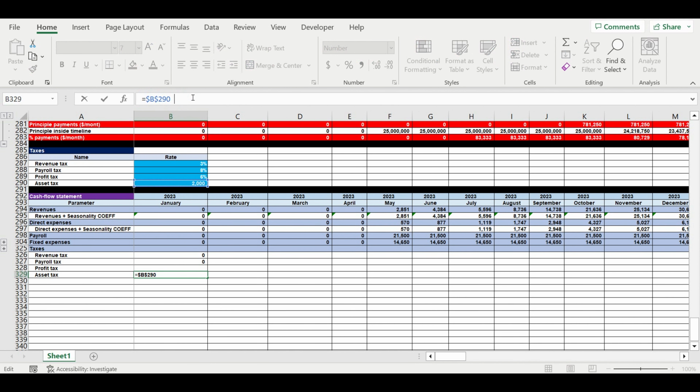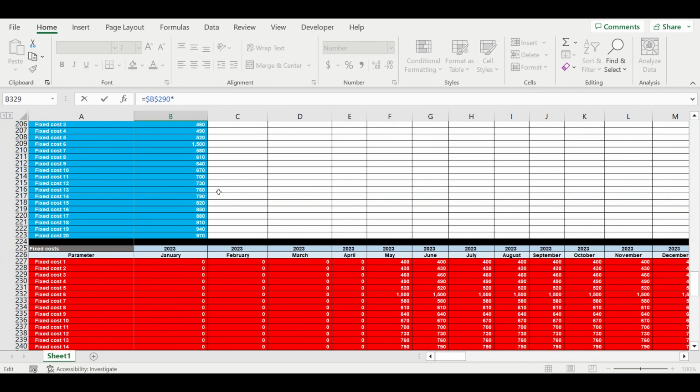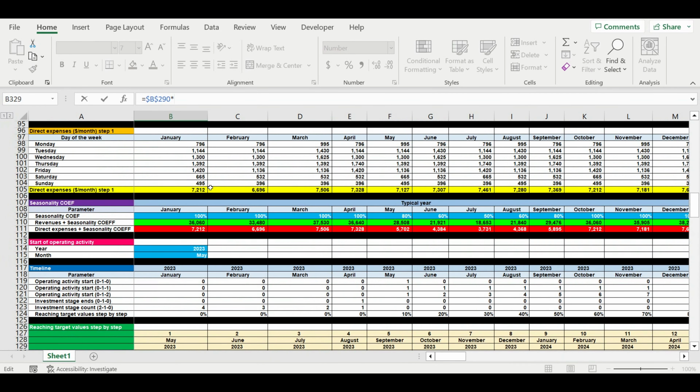and start paying this tax during operating activities. So we are moving to the top where we have the timeline of our project. So here is the project timeline. When we start operating activity, we start paying this tax. 0 means that we don't have operating activity at this moment, 1 means that we do have, and then we multiply the payment by 0 or 1. Then I press enter.